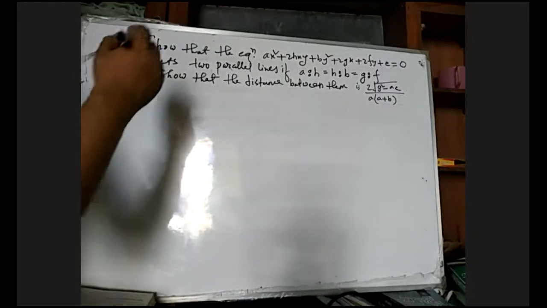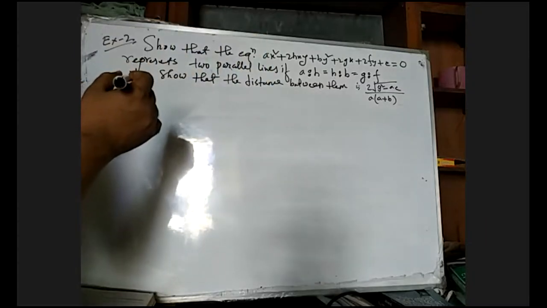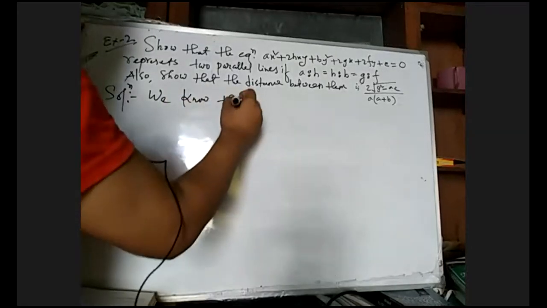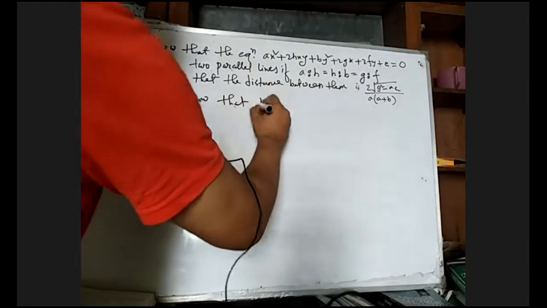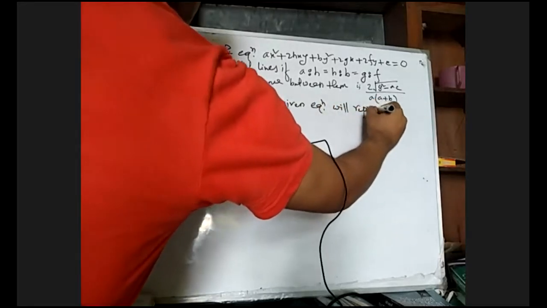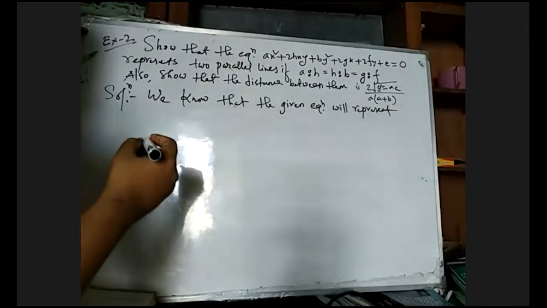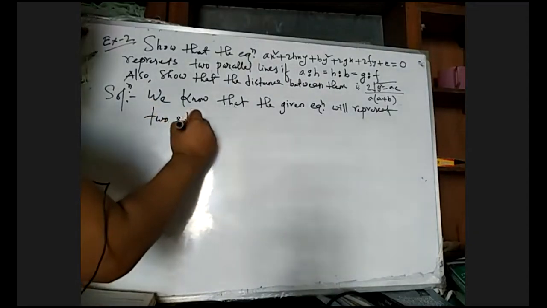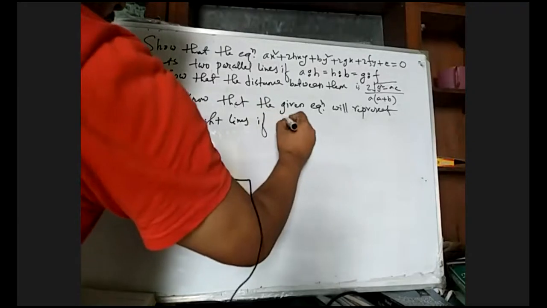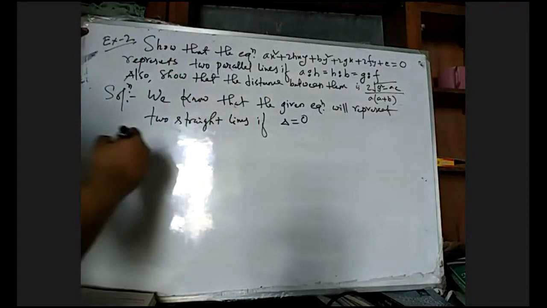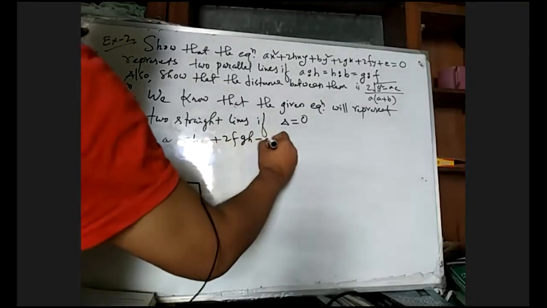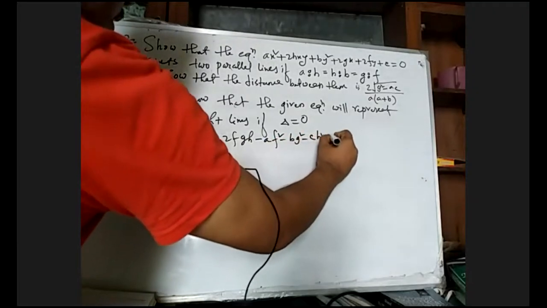Now we already know the given equation is a general equation of the second degree. So we know the condition: the given equation will represent two straight lines if del equals 0, or del equals the determinant value abc plus 2fgh minus af squared minus bg squared minus ch squared equals 0.